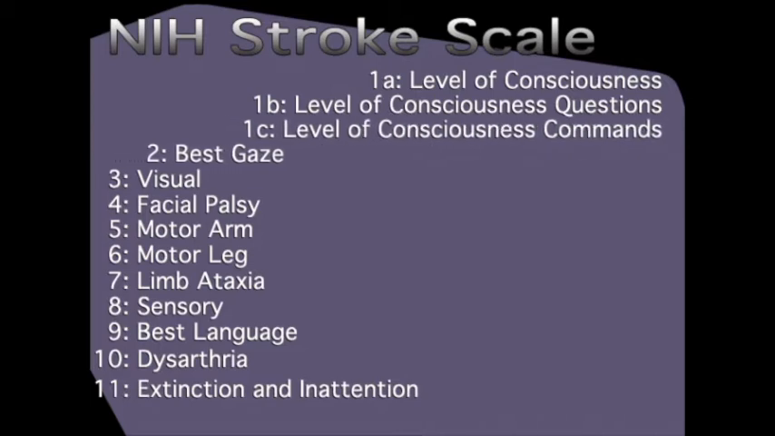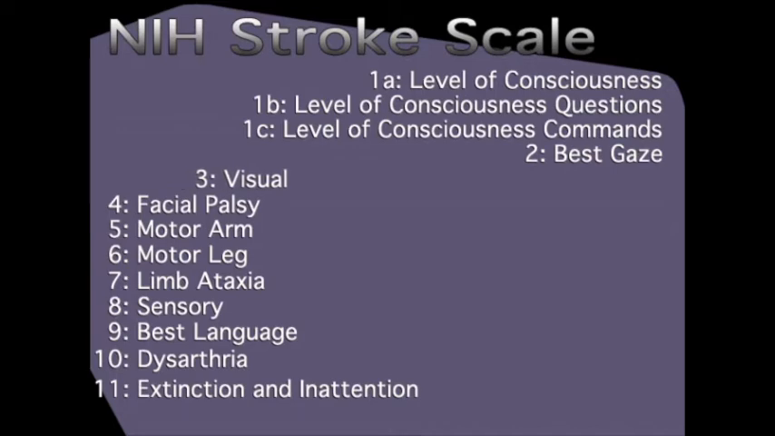Test only horizontal eye movements. Caloric testing is not done. For conjugate deviation that cannot be overcome or isolated paresis of cranial nerves 3, 4, or 6, score a 1. Total gaze paresis and forced deviation not overcome by doll's eye maneuver scores a 2.